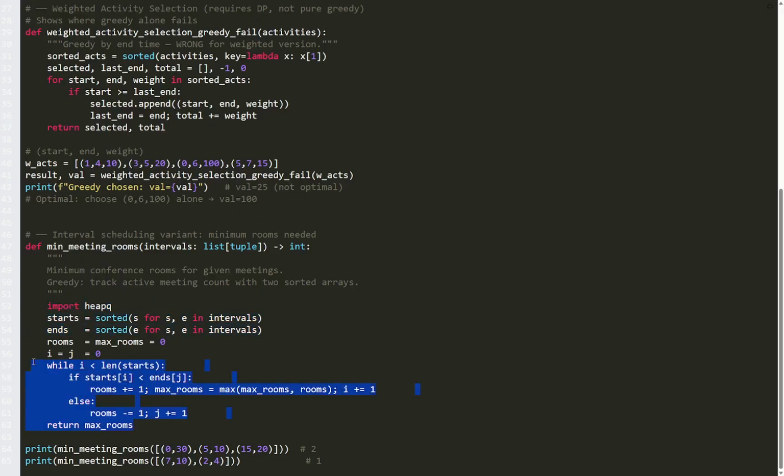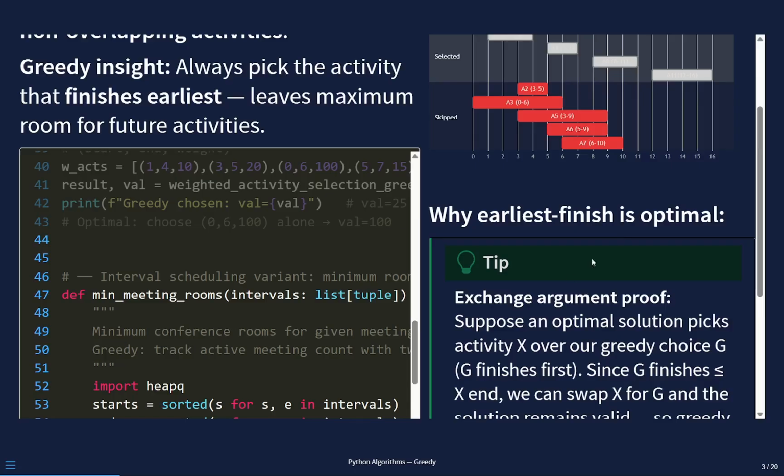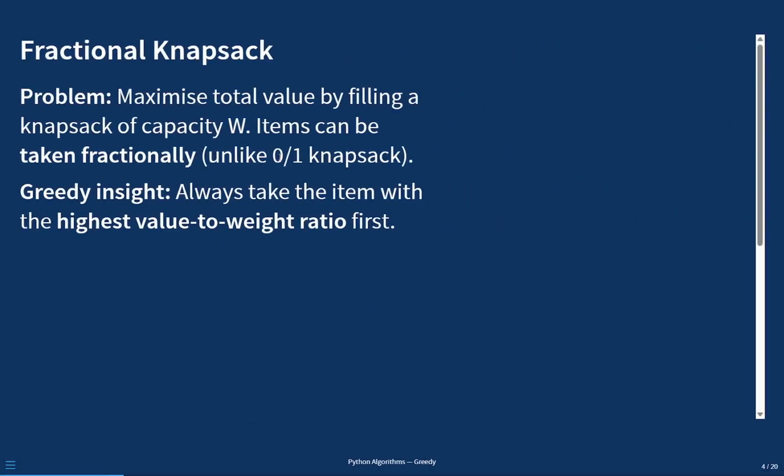The fractional knapsack problem. You have a bag of capacity W and a set of items, each with a value and a weight. You want to maximize total value. Unlike the 0/1 version, here you can take fractions of items, like scooping as much gold dust as fits.